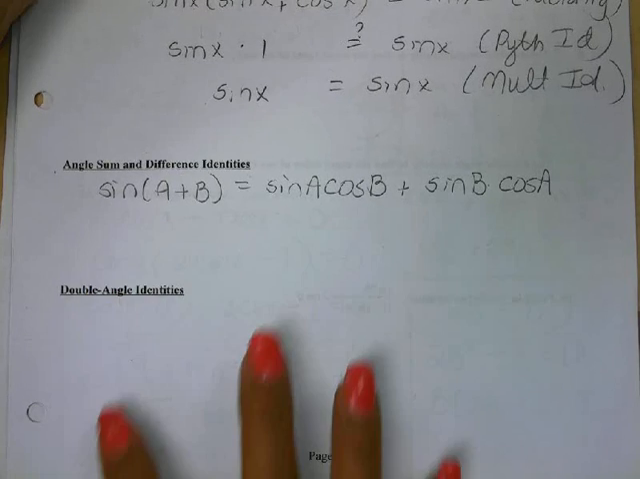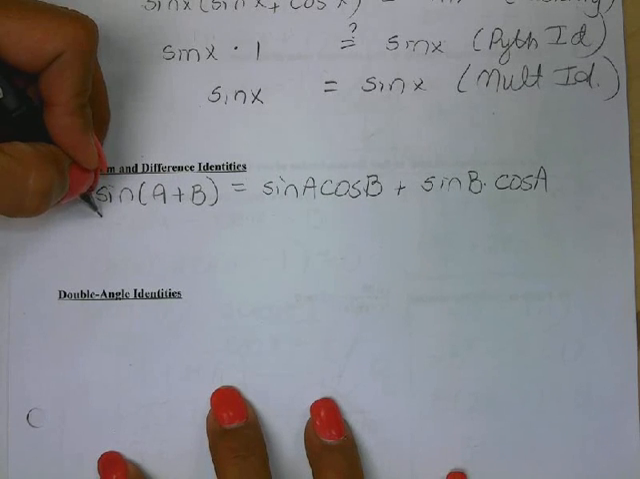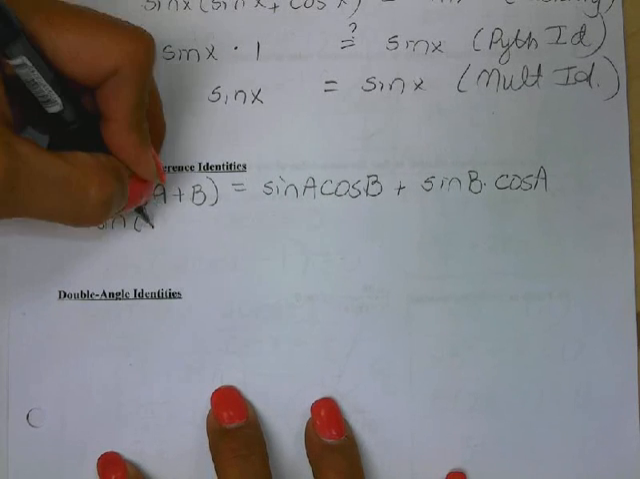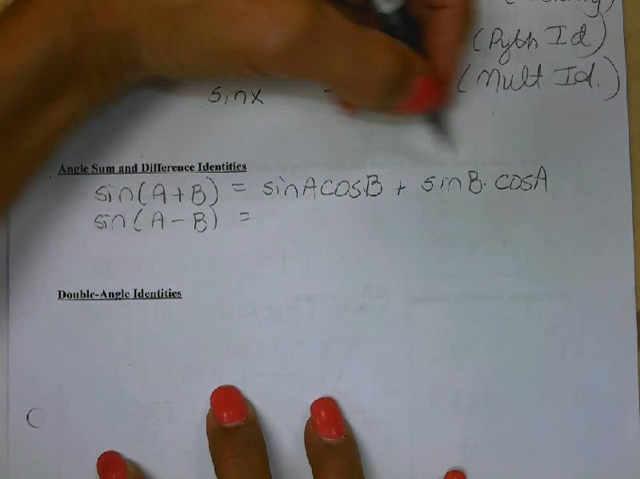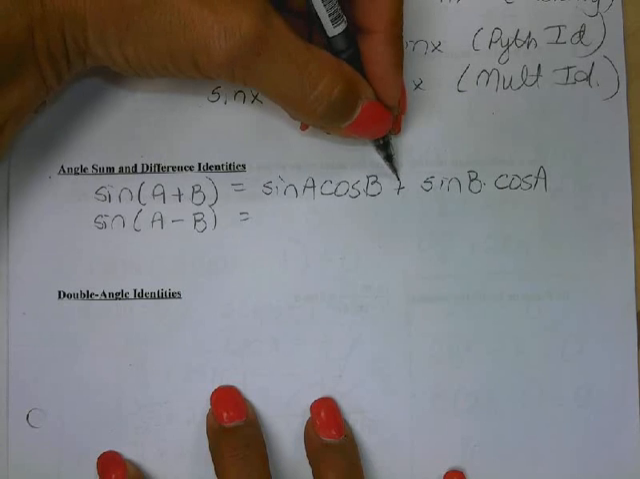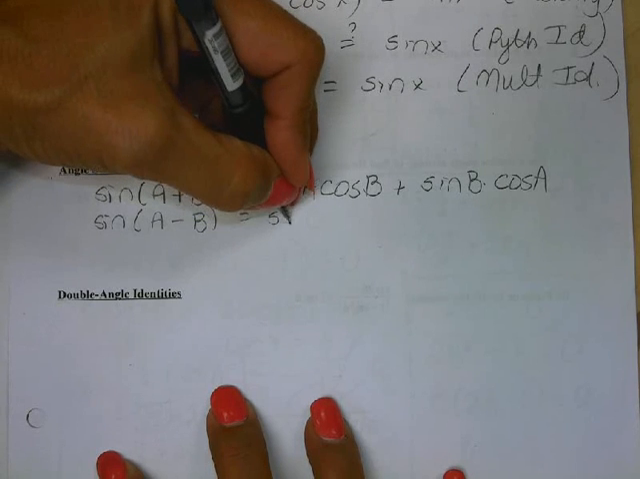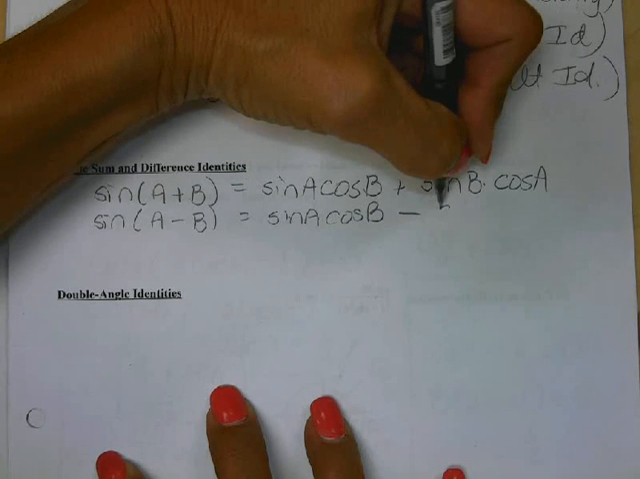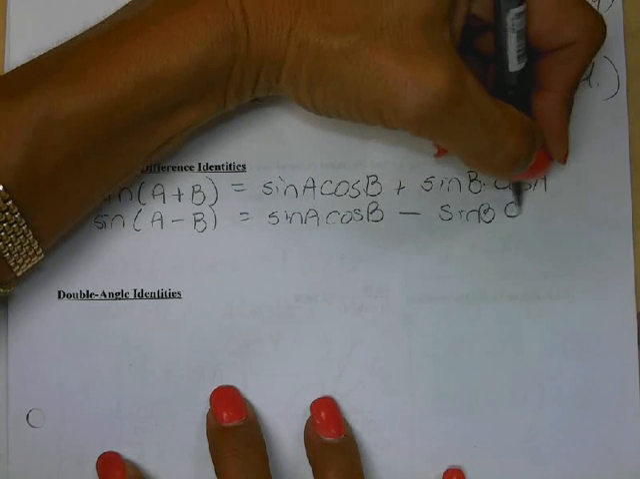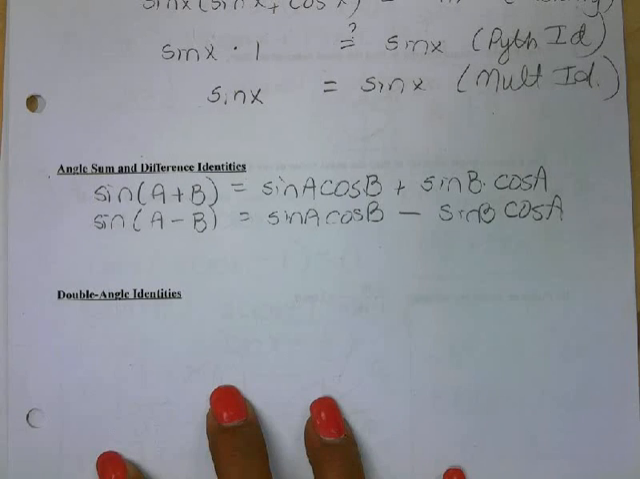Now, if we have the difference between two angles, as you might expect, a similar formula comes up, except we have a subtraction sign between here. So this would be the sine of the first times the cosine of the second minus the sine of the second times the cosine of the first.